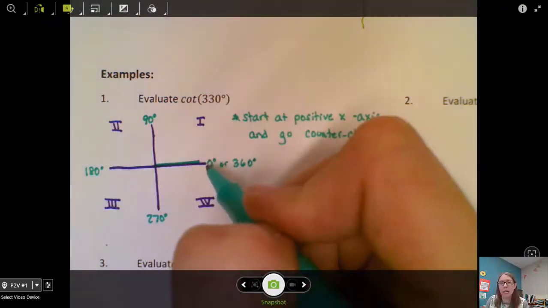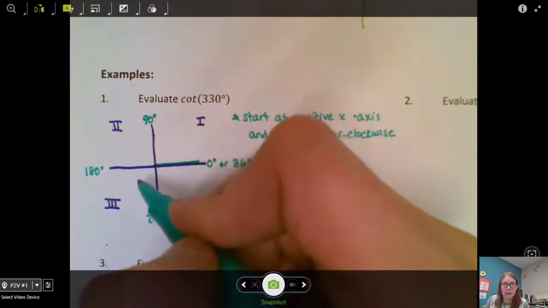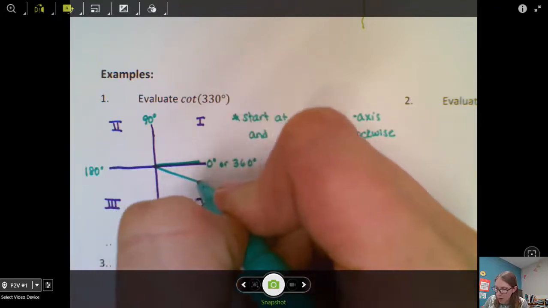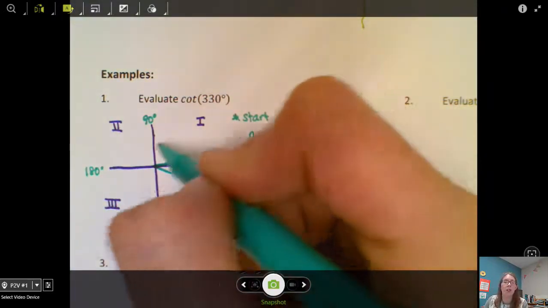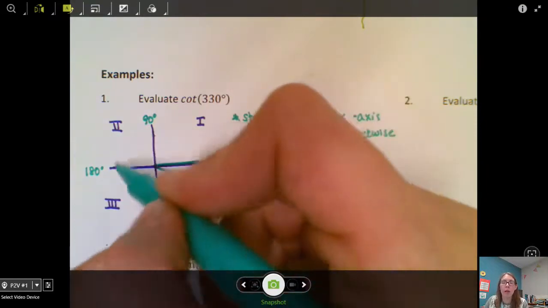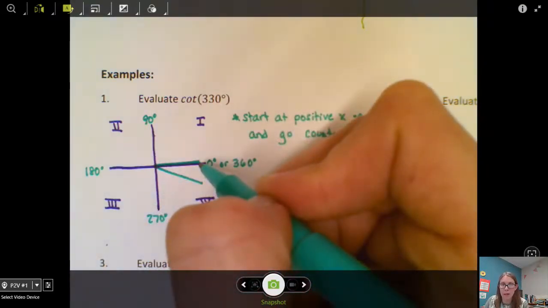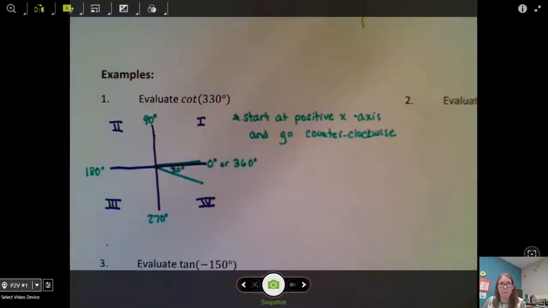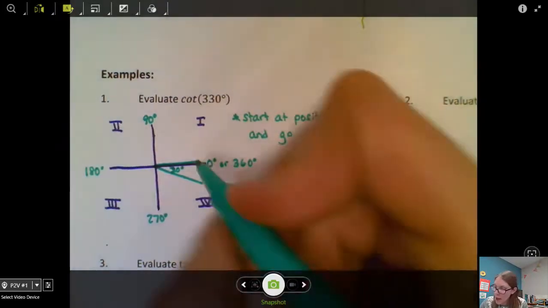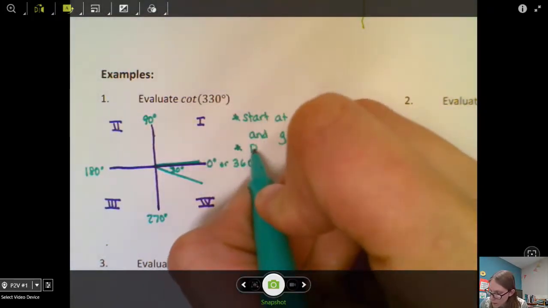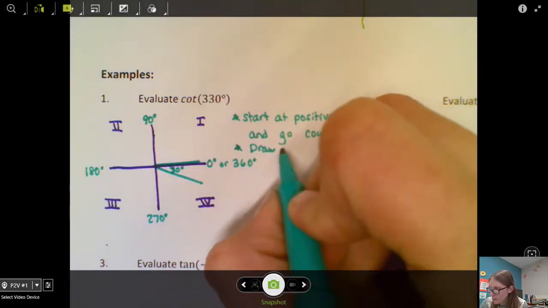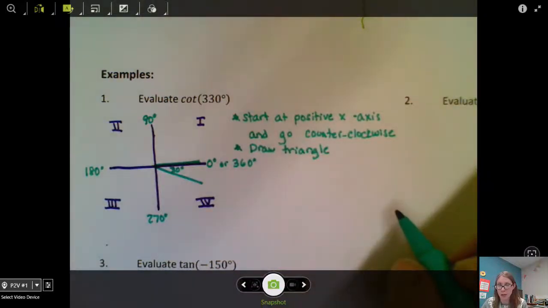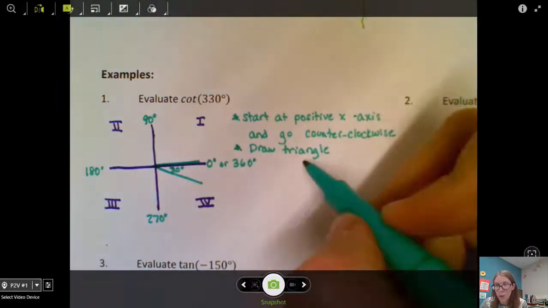Now, if I'm going from here 330 degrees, I'm going to go almost all the way around, if you call this a circle, almost all the way around my coordinate plane, so that I'm only 30 degrees off. Okay? We draw in our angle. And then in order to find our cotangent, to evaluate our trig functions, we really want to draw a triangle.